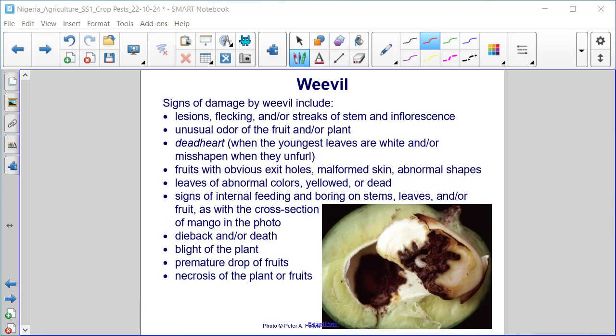Signs of damage by weevil include lesions, flecking, and or streaks of stem and inflorescence, unusual odor of the fruit and or plant, dead heart when the youngest leaves are white and or misshapen when they unfurl, fruits with obvious exit holes, malformed skin, abnormal shapes, leaves of abnormal colors, yellowed or dead, signs of internal feeding and boring on stems, leaves, and or fruit, as with the cross-section of mango in the photo, dieback and or death, blight of the plant, premature drop of fruits, necrosis of the plant or fruits.